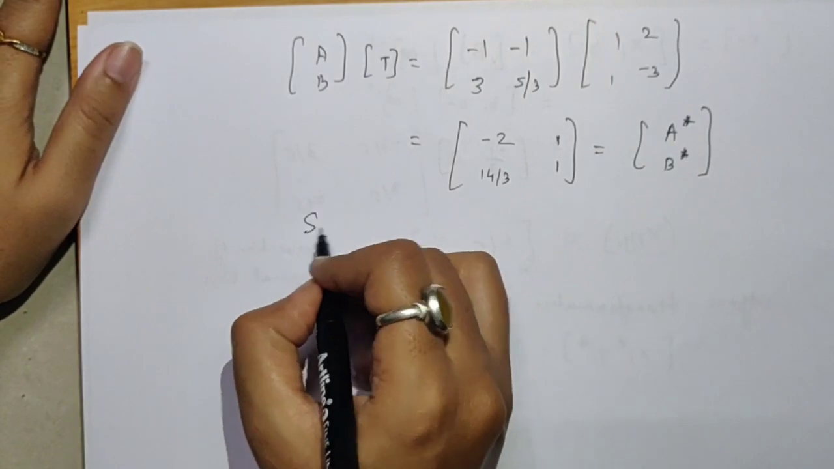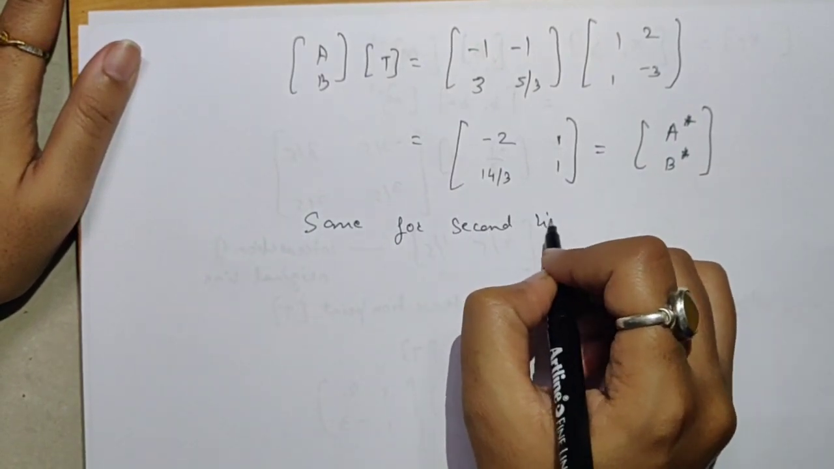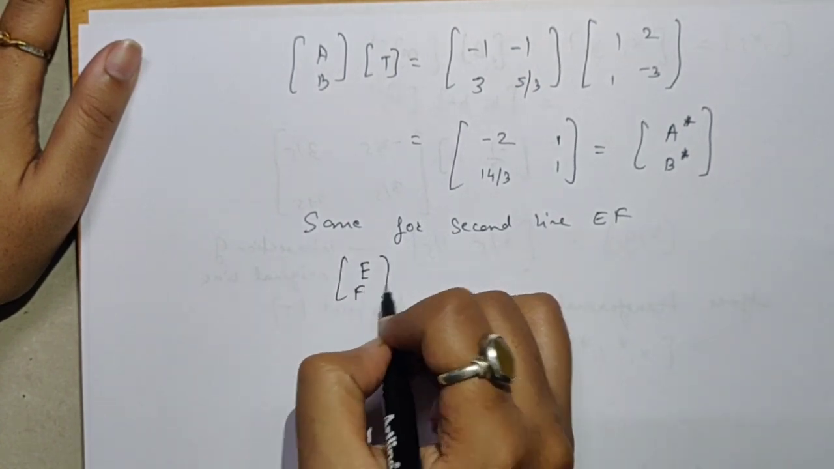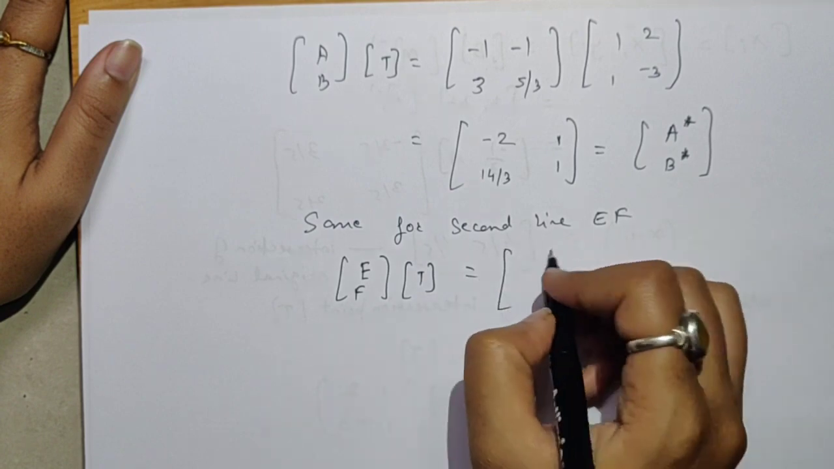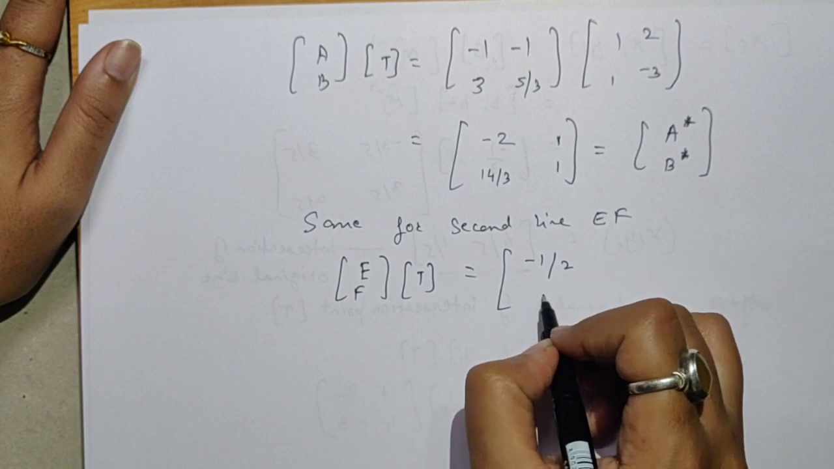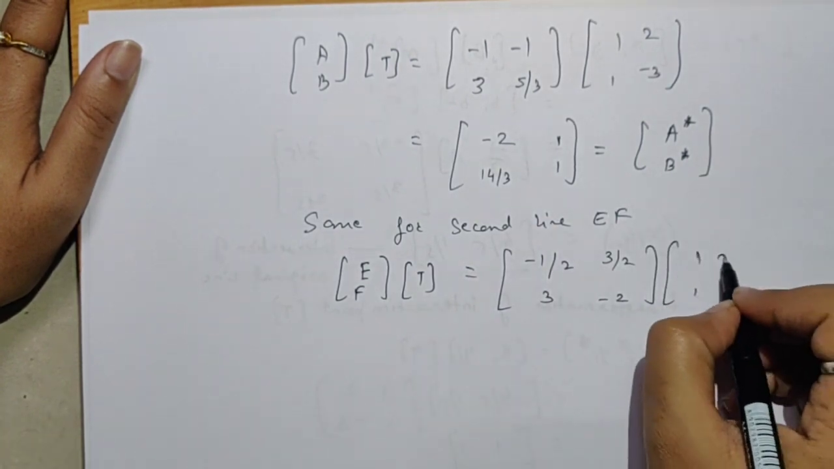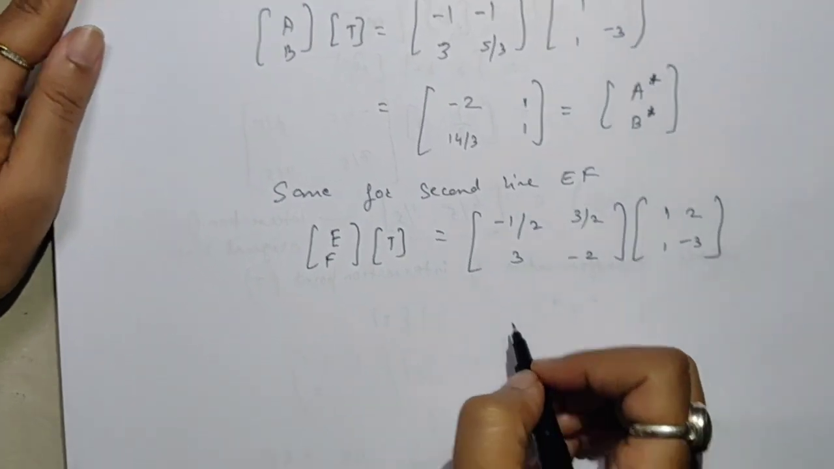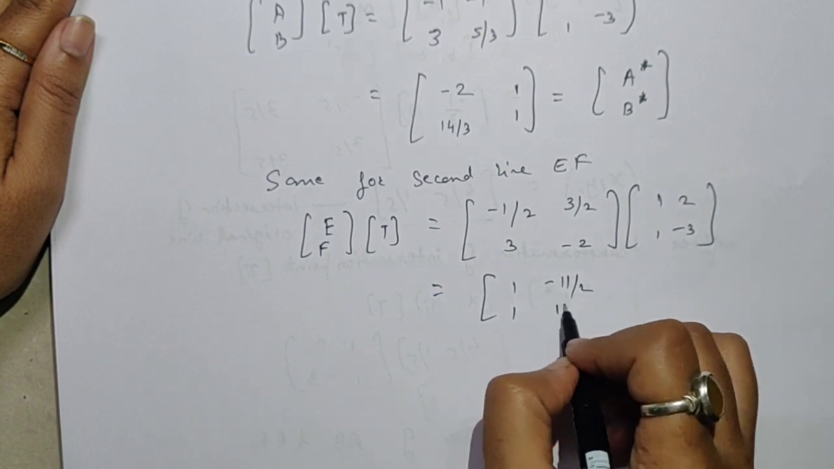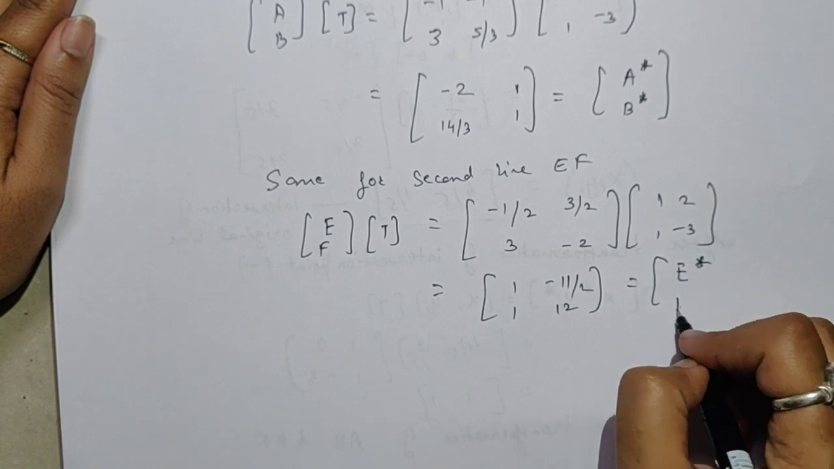Now do the same for the second line, that is E and F. So E F into transformation matrix T will be minus 1 by 2, 3, 3 by 2, minus 2 and 1, 1, 2, minus 3. This is our transformation matrix. Calculate this, we will get 1, 1, minus 11 by 2 and 12. So these are now our E star and F star.